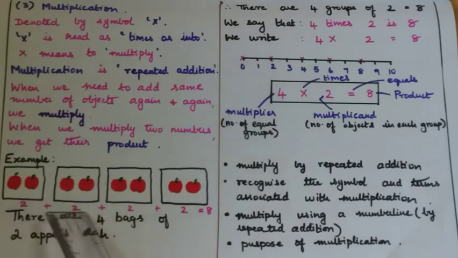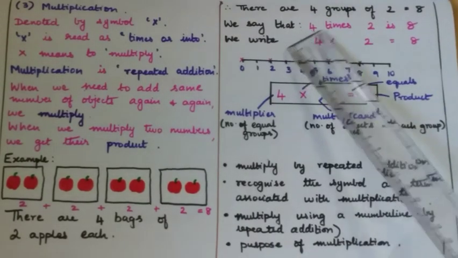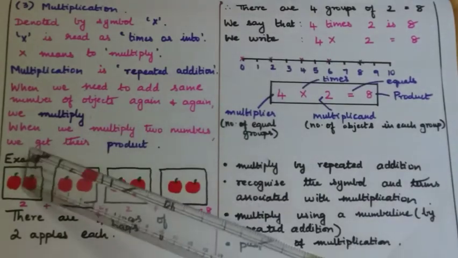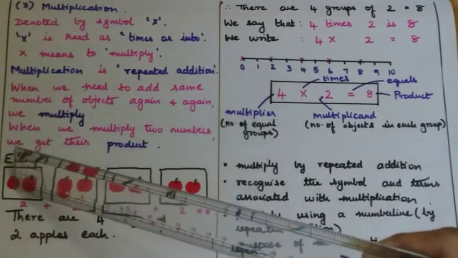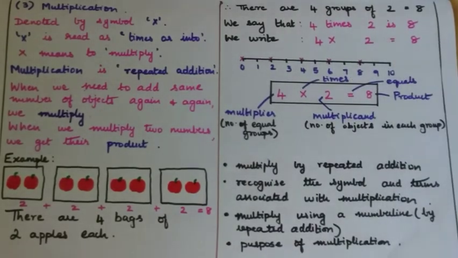Thus, by using the concept of repeated addition, we have performed multiplication to obtain the answer. We say this as 4 times 2 is 8. And we read this as 4 into 2 is equal to 8.